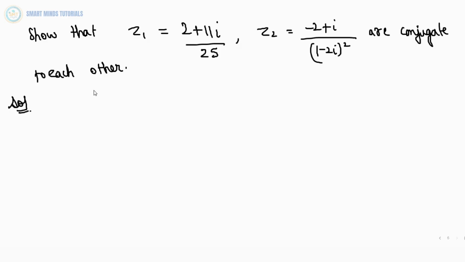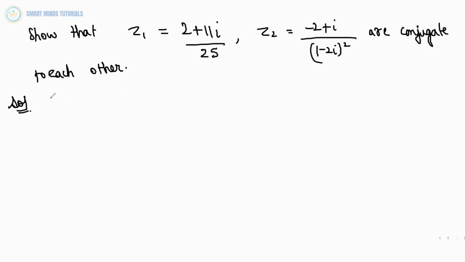Now take this question. This is also very, very important. Show that Z1 is equal to (2 plus 11i) by 25 and Z2 is equal to (minus 2 plus i) by (1 minus 2i) whole square are conjugate to each other. So what do we have to show? That these two complex numbers are conjugate to each other. Conjugate means if one is a plus ib, the other will be a minus ib. So the first one is already in a plus ib form. So let us solve the second complex number.